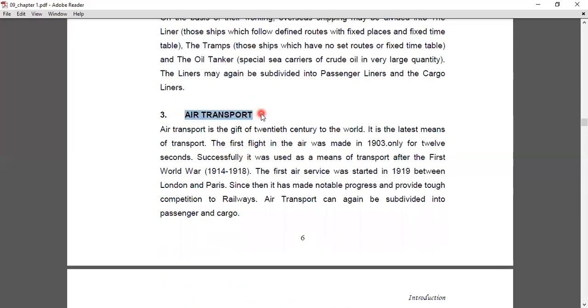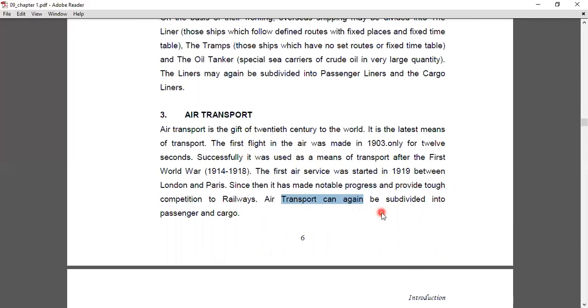So the next one is air transport. Air transport is a gift of the 20th century to the world. It is the latest means of transport. The first flight was made in 1903, only for 12 seconds. Successfully, it was used as a means of transport after the First World War. The first air service was started in 1910 between London and Paris. Since then, it has made notable progress and provided tough competition to the railway.